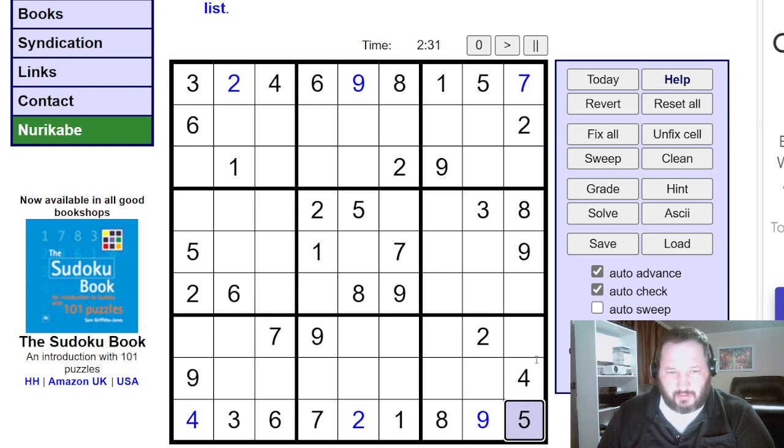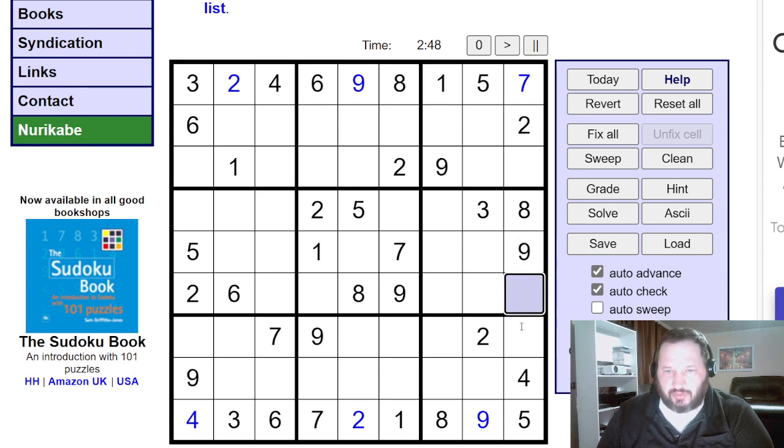4, 5. We need a 6. Can a 6 go here? Yes. Could a 6 go here? No. Could a 6 go here? Yes. 7, 8, 9. So a 1, 3, and a 6. Oh, there we go. Right here.